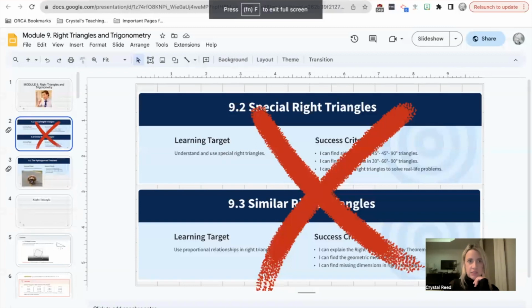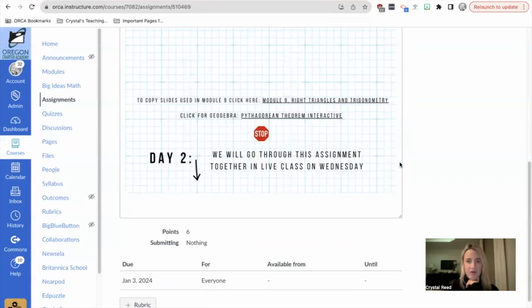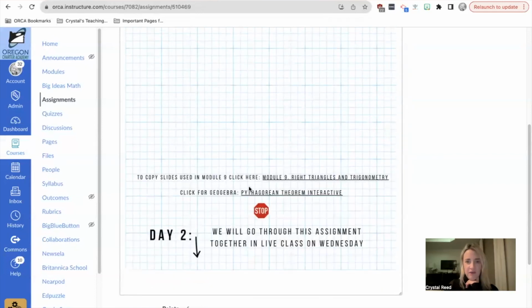I also was going to show you too, if you are going to your assignment page, you'll have the recording here. Just a reminder on all of these, if you want to make a copy of any of the slides that we're using in the presentation, click on here, make a copy. You can print that out, and then you have all the examples that I do go through in the recordings. Also in this recording, I'm going to go through a little GeoGebra applet using the Pythagorean Theorem. I highly recommend it. Click there and you'll have a little applet that will also go through that GeoGebra Pythagorean Theorem interactive.